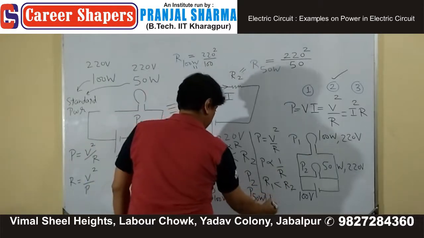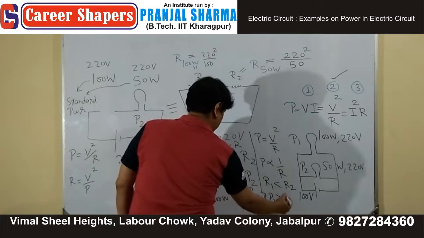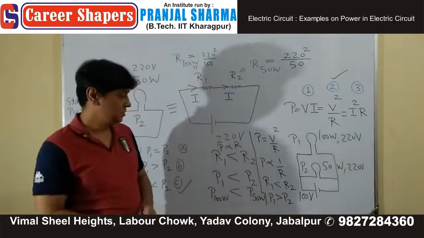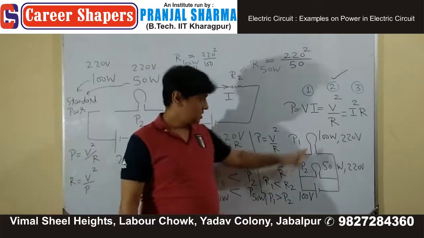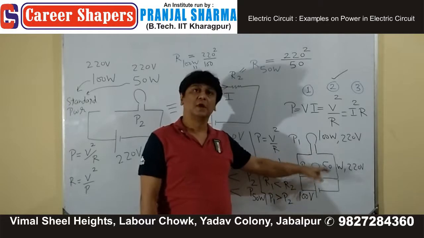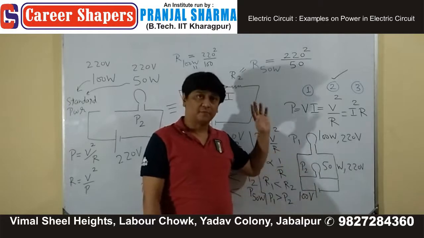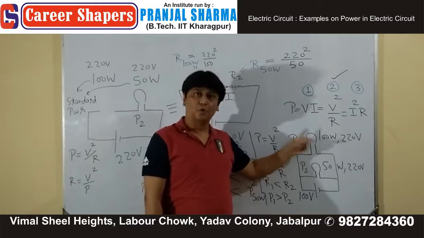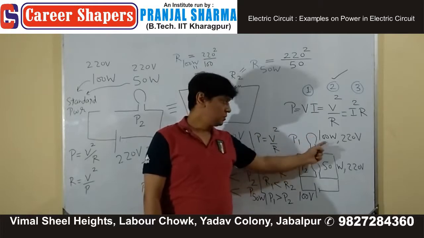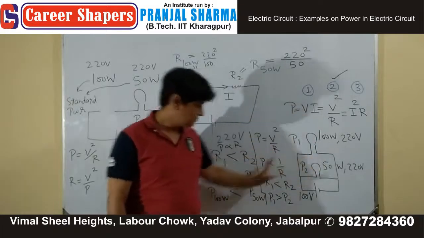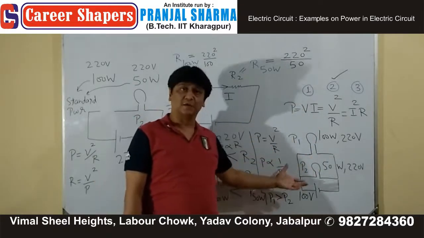Therefore, P1 will be greater than P2. What is P1? 100 watts. What is P2? 50 watts. And therefore, for household supply, you see more brightness coming out from this bulb. Put on this as the second part of the question.